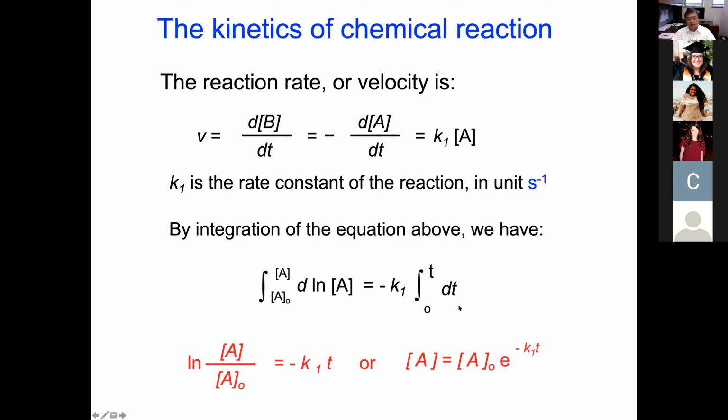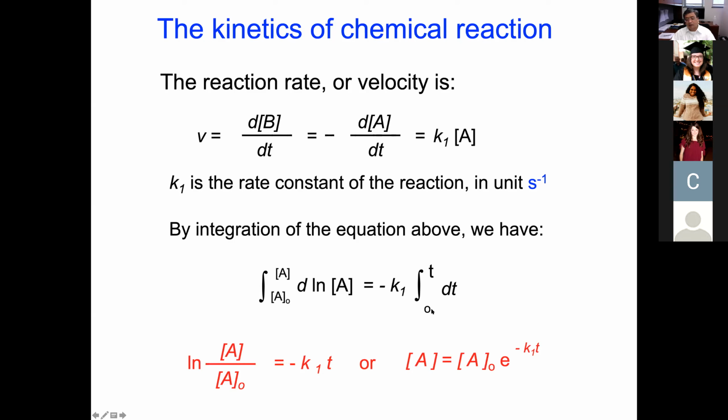We can integrate both sides of this equation over a period of time from 0 to t. And then what we have is log A over A naught. A naught is the starting concentration of A, and this A is the concentration of A at any time we are studying. This log A over A naught equals negative k1 times t, where t is the time. This is one form of the equation.